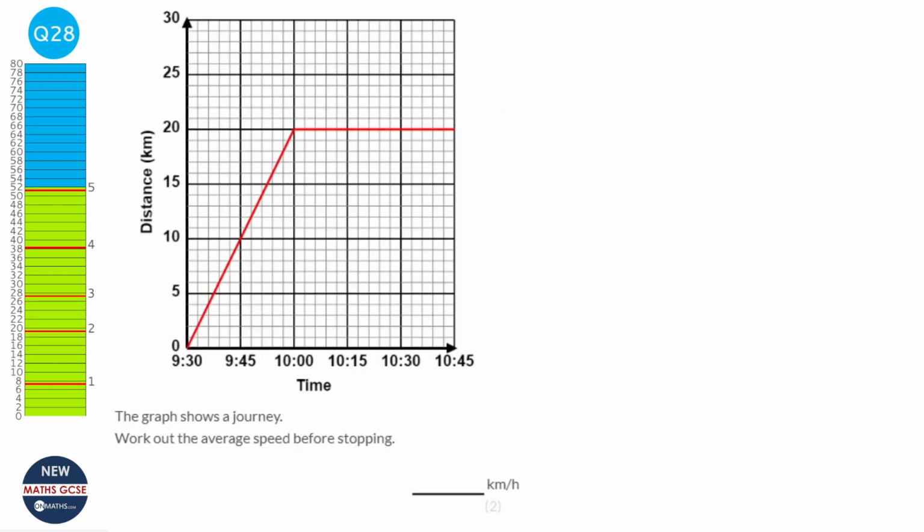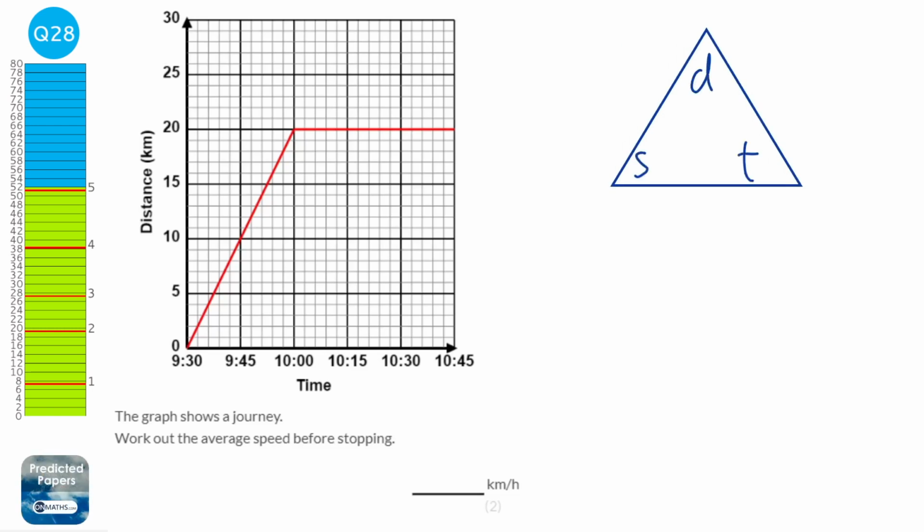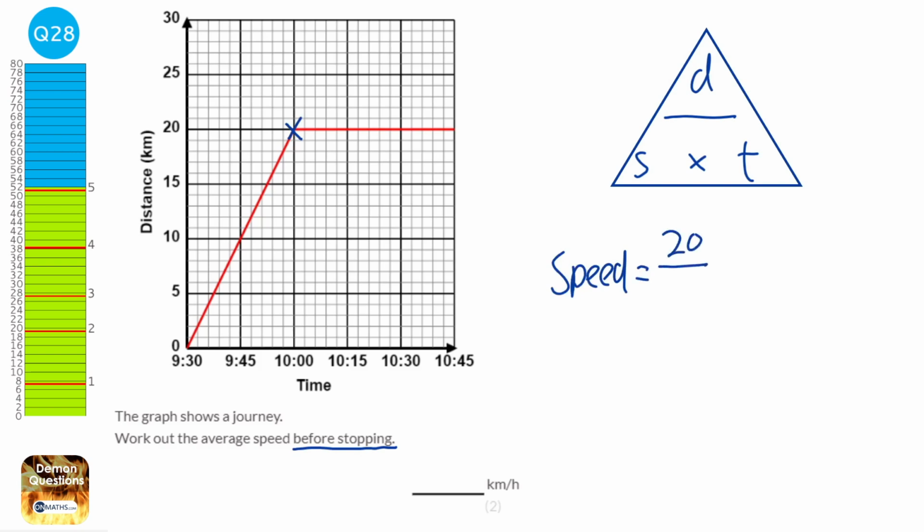So we're asked to work out the average speed. So we've got to first of all remember the triangle. So average speed is total distance over total time. And we're told to find the average speed before stopping. So stopping is shown with a horizontal line on a distance time graph. So it's up to this point here. So the average speed will be the total distance, which would be 20, over the total time.